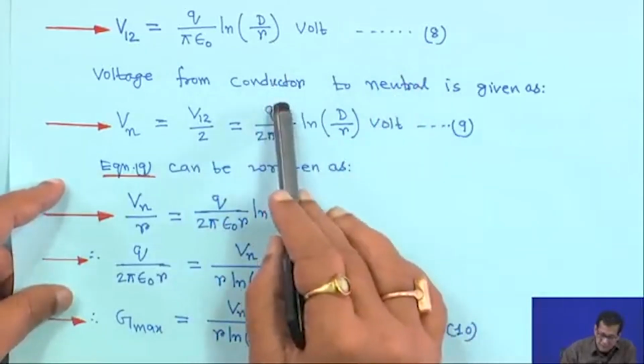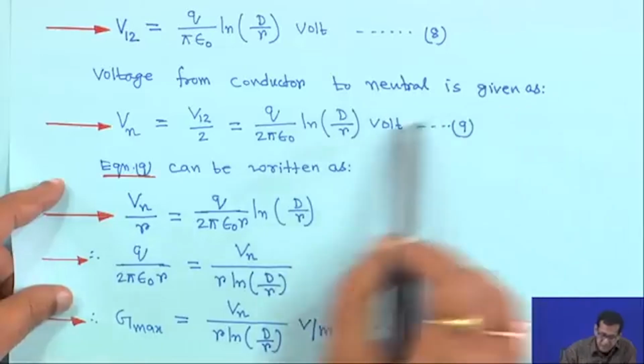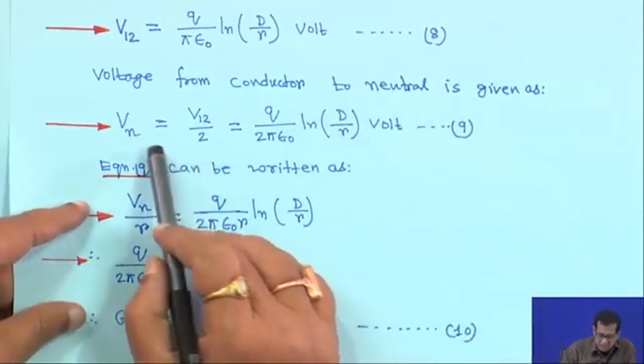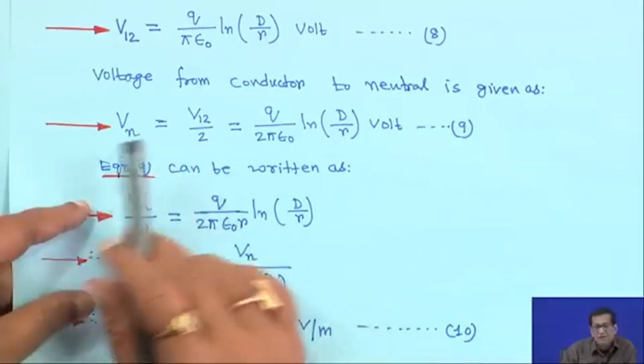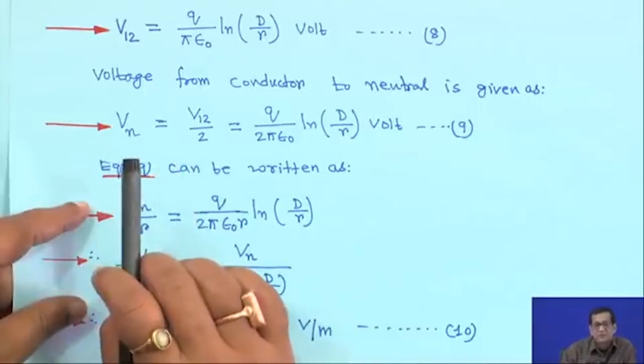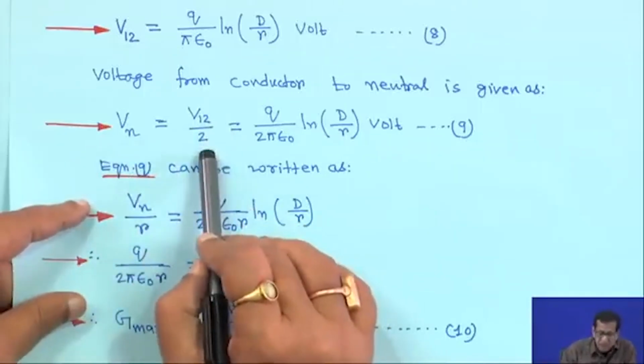Now, the voltage from conductor to neutral is given by, basically it is a single phase line. So, we can make it Vn is equal to, suppose the neutral is available, V12 upon 2.